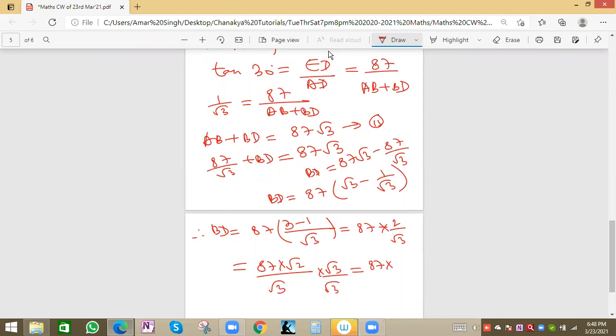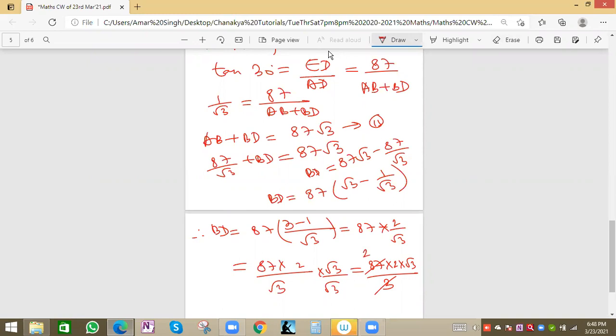See, actually it is 2, right, 2 value is there. So 87 into 2 into root 3 by 3. So this will cut basically. See how we can divide, 3 will be a factor of 87 because 8 plus 7 is 15. So 15 is divisible by 3. So 87 will also be divisible by 3.